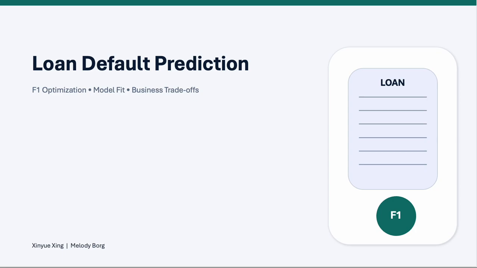Hi everyone, I'm Xing. On behalf of my teammate Melody Borg, we will present how we built and validated our loan default classifier, how we improved macro F1 score on an imbalanced dataset, and how we ensured the model generalized reliably. Our final solution is a tuned LightGBM and XGBoost ensemble, evaluated with stratified cross-validation and optimized using a data-driven probability threshold. This is a binary classification problem predicting loan status, where defaults are the minority class.